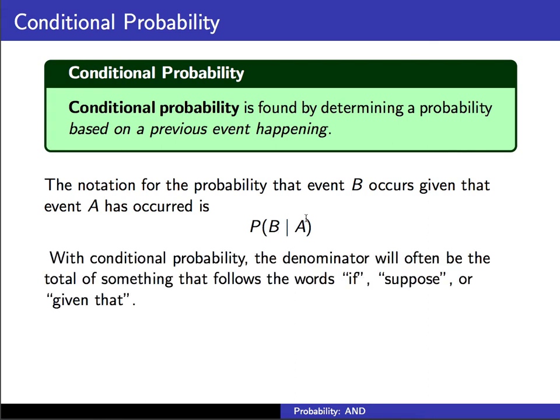With conditional probability, our denominator is often going to be the total of something that follows the words if, suppose, or given that. So we'll start by looking for these key words and phrases in the problem. We're going to have one involving tabular data, so data in a table. We look for these key words, find the total of that event, and that goes in our denominator. Whatever event follows these key words, that total goes in our denominator. So that would be the first event, A, already happening.